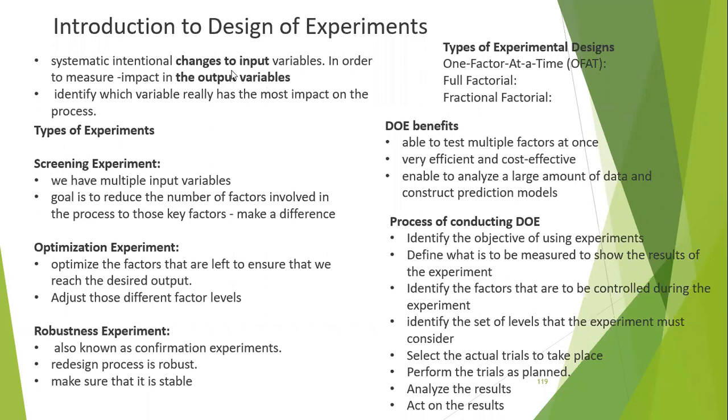See, what is a design of experiment going to do? For example, I need one output, so I should understand how my input should be. I make some changes in my input, and based on that, I can see my output variable. That's what the design of experiment does. We identify which variable really has the most impact in the process.